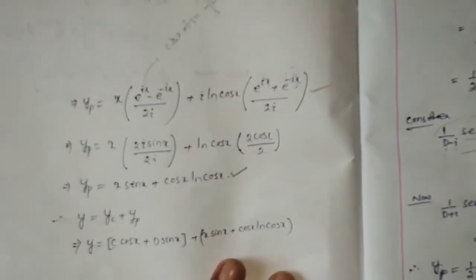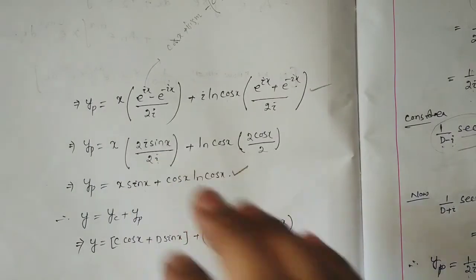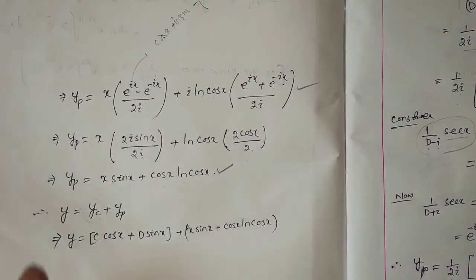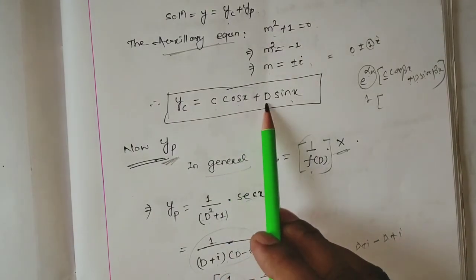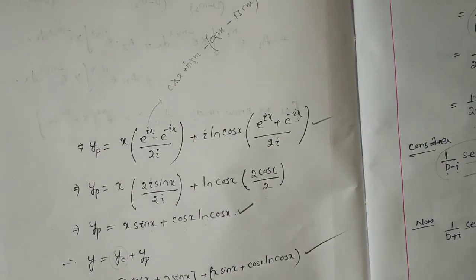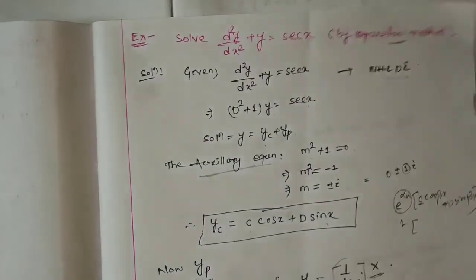So finally the solution will be complementary function plus particular integral. Complementary function, we found that c cos x plus d sin x, and here yp we found this one. So this is your solution of the given differential equation.